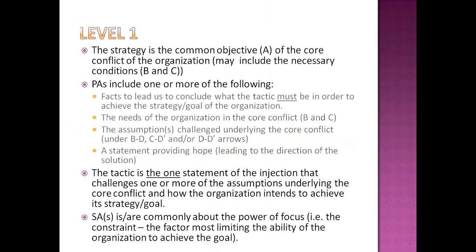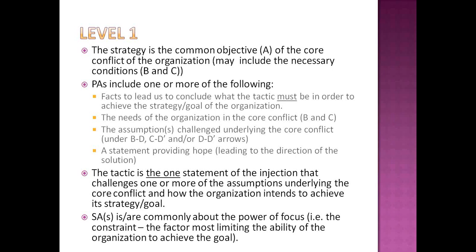So level 1 of the transformational strategy and tactics trees, I just want to briefly describe what the format is here. The strategy is the common objective A of the core conflict of the organization. They even include the necessary conditions of B and C from the evaporating cloud, the root cause of all the negative effects that are occurring in the organization.